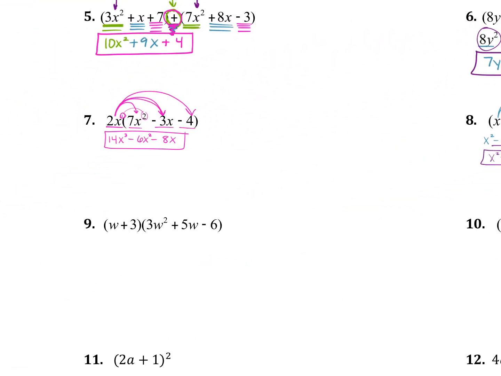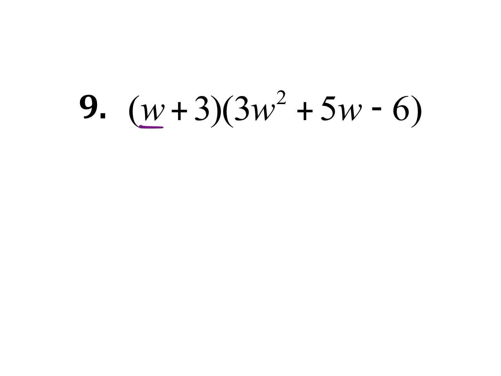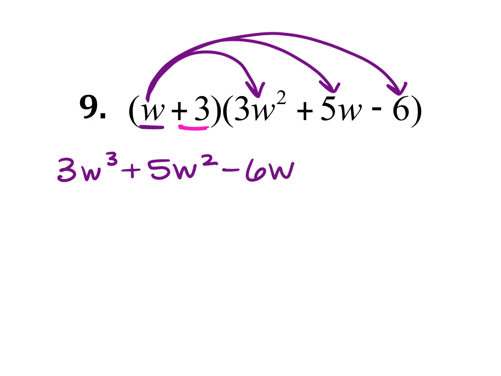Okay, number 9. This one's pretty involved also. This is probably another one that gets done wrong a little more often, just because there's lots of pieces to it. So you have 2 parts. You have the W and you have the 3 that you're going to distribute individually. So we're going to start with the W. That's going to go W times 3W squared. What is that? W cubed, yep. Then W times 5W is 5W squared. And then W times a negative 6 is a negative 6W. Okay?